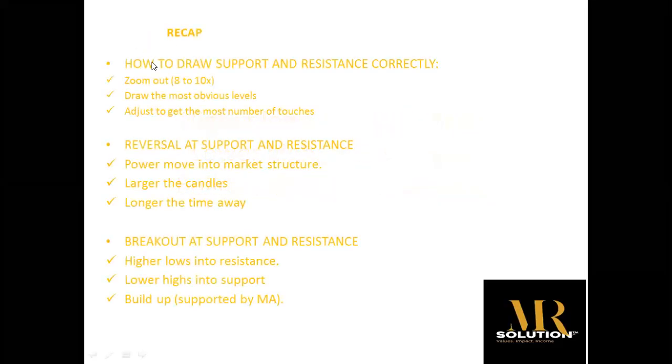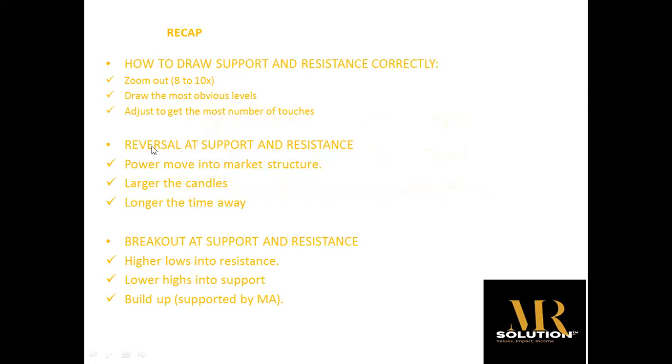All right, so let's quickly summarize before we end the class. This is a quick recap. I said how to draw your support and resistance. First of all, you have to zoom out 8 to 10 times as the case may be. Then the next thing is to draw the most obvious levels. And then finally, you have to adjust to get the most number of touches. Please note these 3 steps, very, very important.